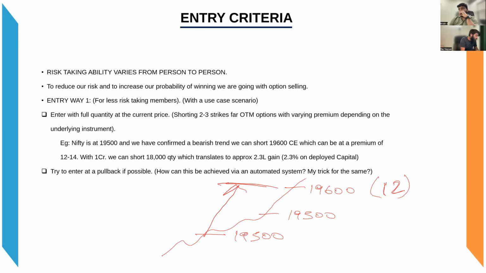So what happens if the market goes down? Good for us. Theta decay will be in our favor, and the premiums will be losing. We will win in any case. What happens if the market stays sideways? By the end of the expiry, that 12 rupees option will go to zero. We will be winning anyway.